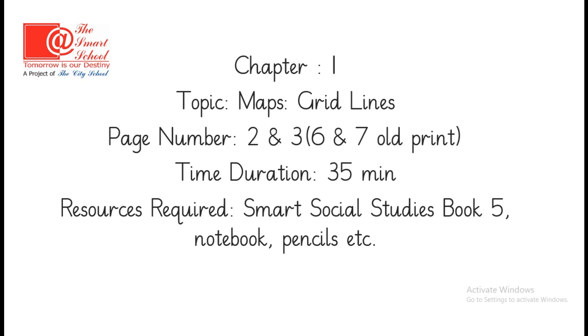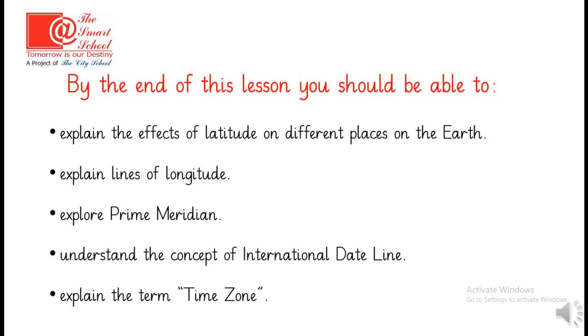The time duration of today's lesson is 35 minutes and the resources required are Smart Social Studies Book 5, notebook and pencils. By the end of this lesson, you should be able to explain the effects of latitude on different places on the earth, explain lines of longitude, explore prime meridian, understand the concept of international date line, and explain the term time zone.